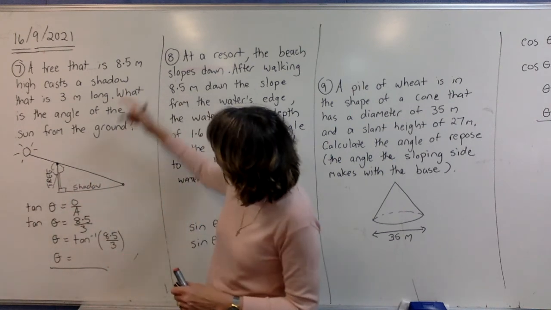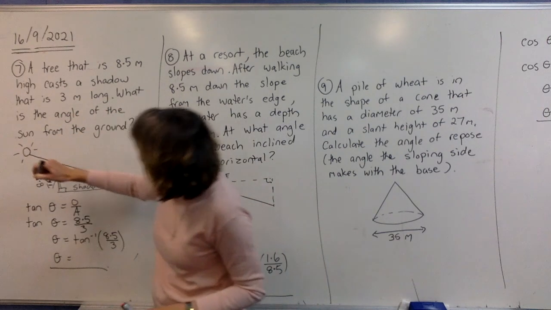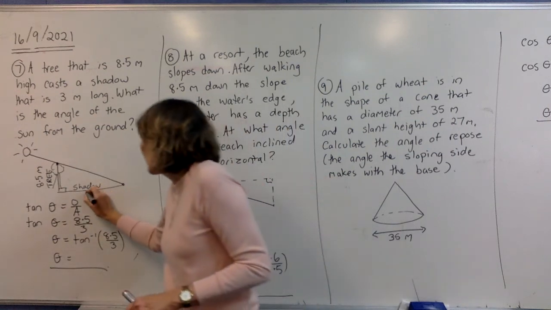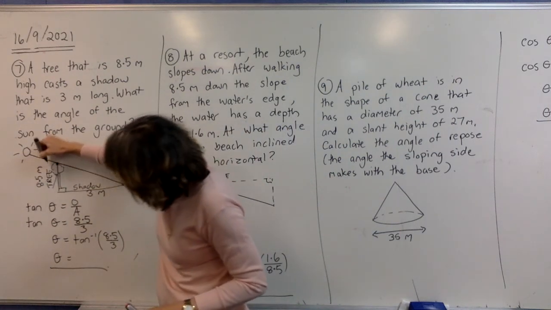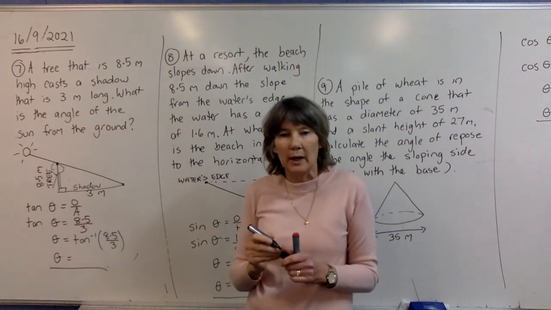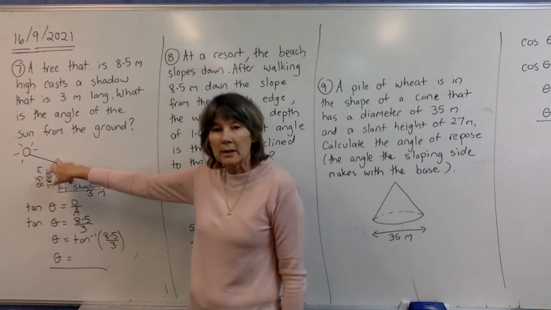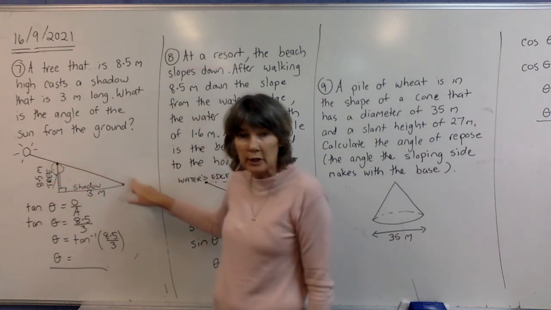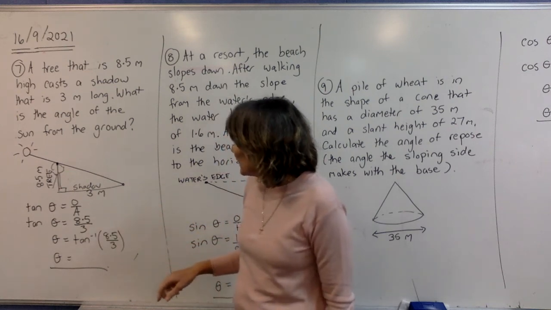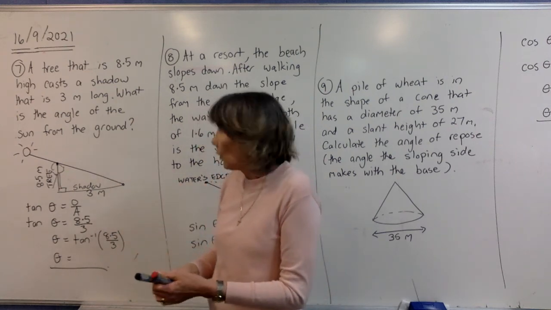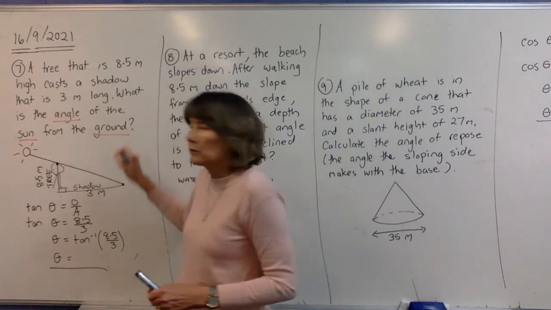All right, so our tree itself is 8.5 metres high, and it's casting a shadow that's 3 metres long. Now, I know this doesn't really look right, because that should be longer than that, but that's okay. We're not doing anything to scale. So the sun ray hits the top of the tree, continues to the ground, and that's actually what forms the shadow. All right, so now the question asks for the angle that the sun makes with the ground.